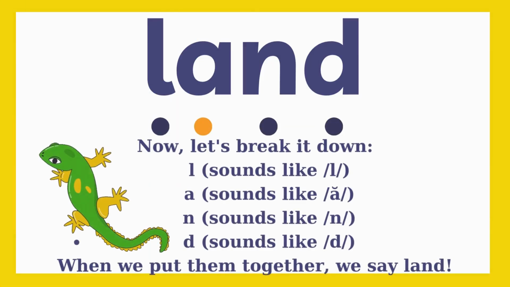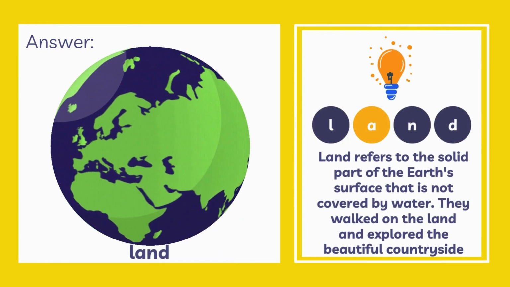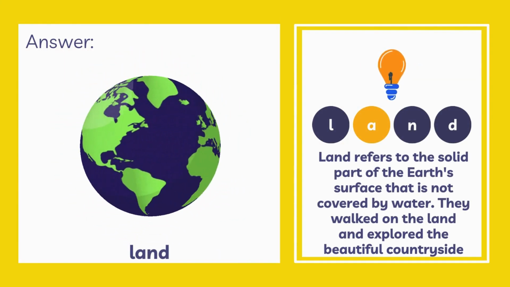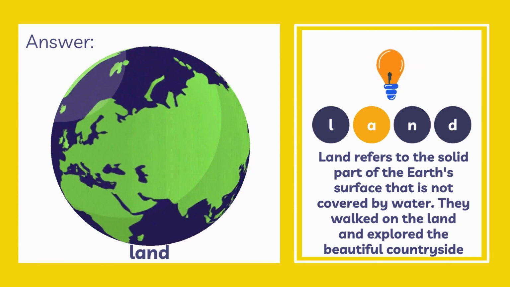Land. Now, let's break it down. L sounds like L. A sounds like A. N sounds like N. D sounds like D. When we put them together, we say land. Land refers to the solid part of the Earth's surface that is not covered by water. They walked on the land and explored the beautiful countryside.